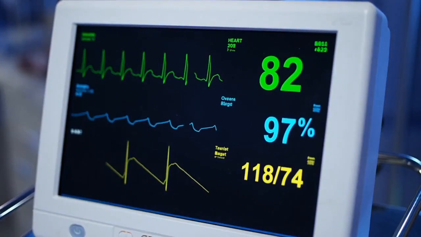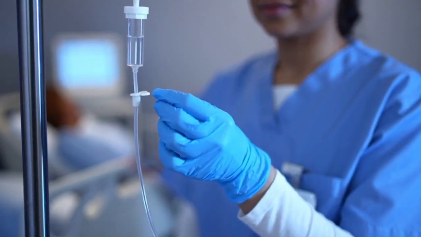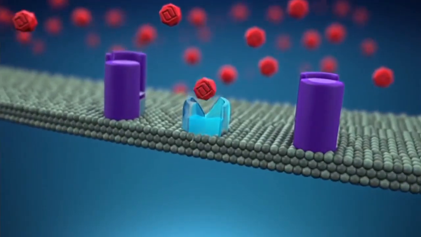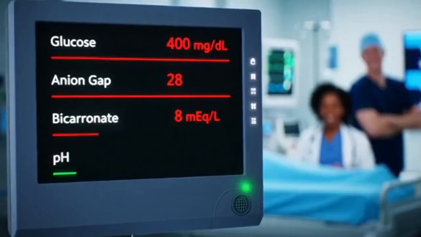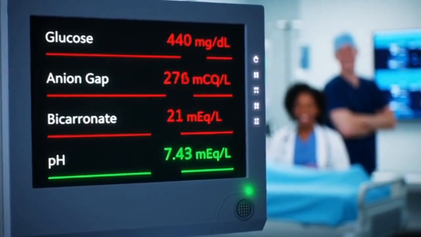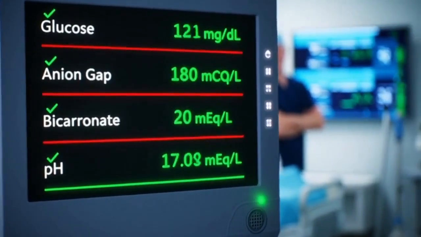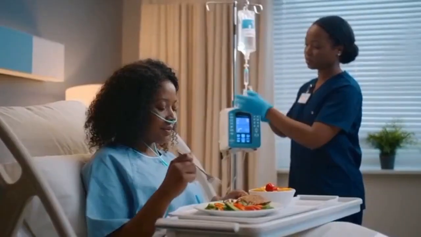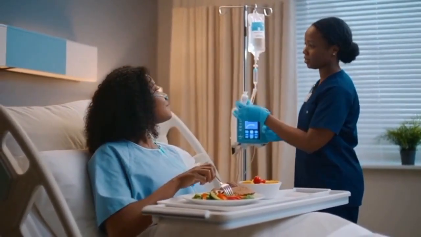More critically, the liver shifts to fat catabolism. Free fatty acids are released from adipose tissue and delivered to the liver, where they are converted to ketone bodies, acetoacetate, beta-hydroxybutyrate, and acetone. These ketones are acidic. As they accumulate, they overwhelm the body's buffering capacity, causing a high anion gap metabolic acidosis.